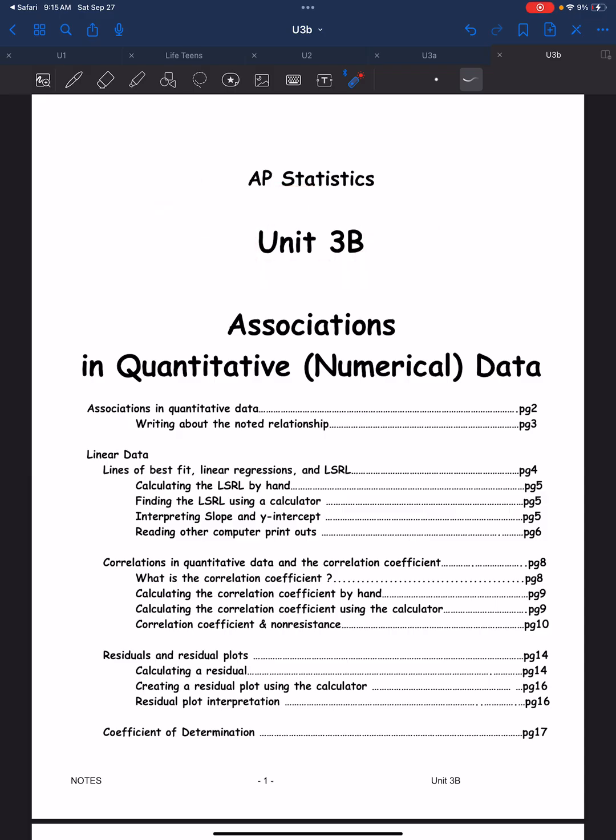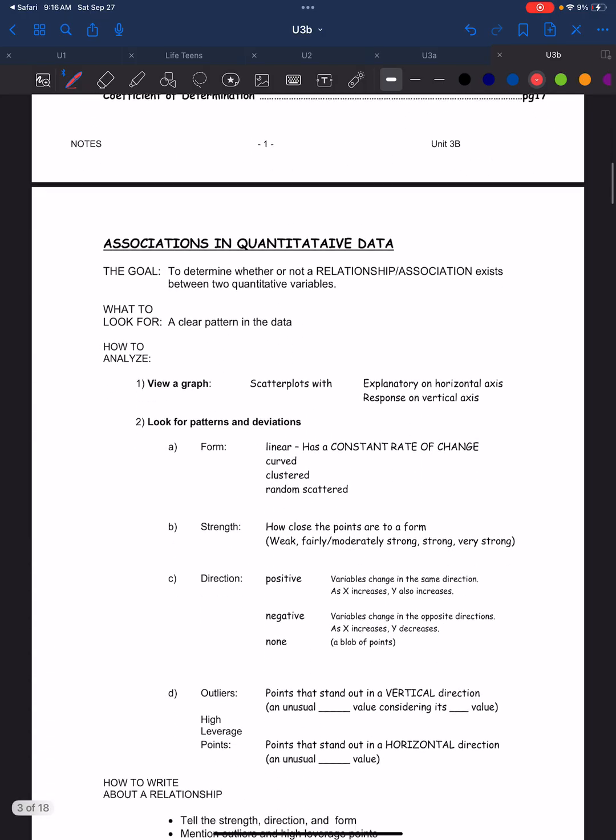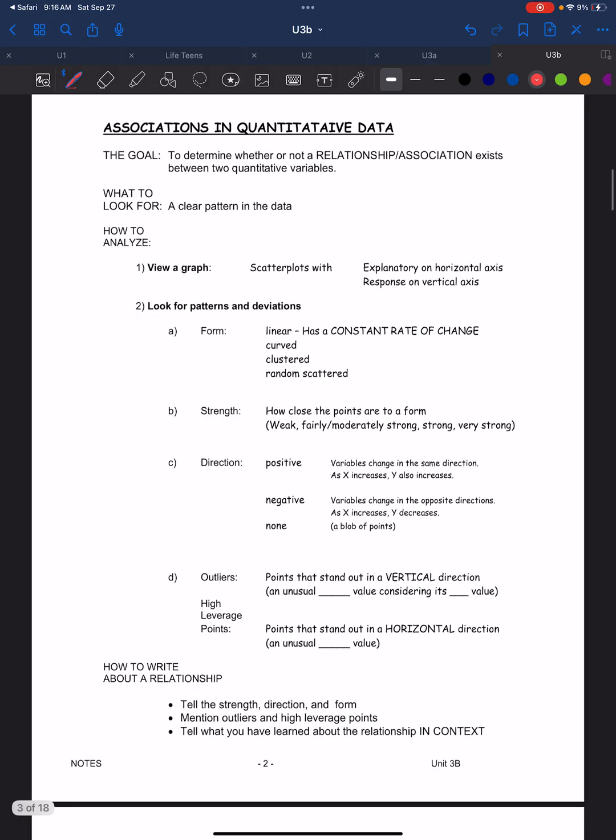What we're going to continue to do is talk about associations or relationships in quantitative or numerical data. In Unit 3a, we talked about categorical data, so we're moving on a little differently. Again, I did have a typo on your page. We're going to be talking about associations in quantitative data. By accident, I typed the wrong thing there, so make sure it says quantitative. All right, let's look at how we would figure out if there's a relationship. Again, up here, make sure this is quantitative data or numerical data.